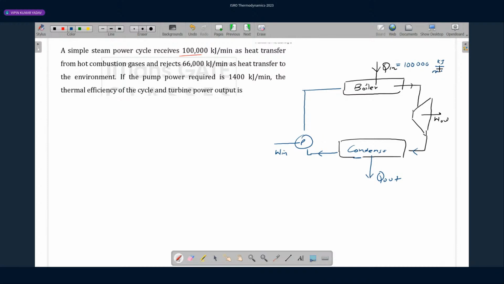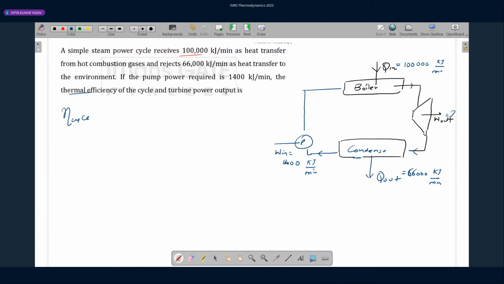As heat transfer from hot combustion gases, and it is rejecting 66,000 kilojoule per minute to the environment. If the pump receives a work input of 1400 kilojoule per minute, the thermal efficiency of this cycle and turbine work, this I need to find out.